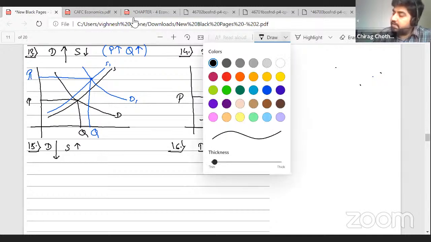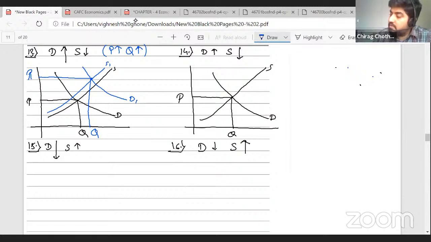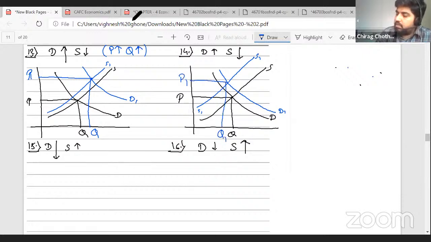Now the next one, friends, demand increases. So demand curve will shift towards right. Yes or no? So if demand curve is this one, it shifts towards right. Supply decreases, it shifts towards left, but in a large quantity. So S1, S1. Now look at the new equilibrium price and equilibrium quantity. Equilibrium price increases and equilibrium quantity decreases depending upon the changes in demand and supply.